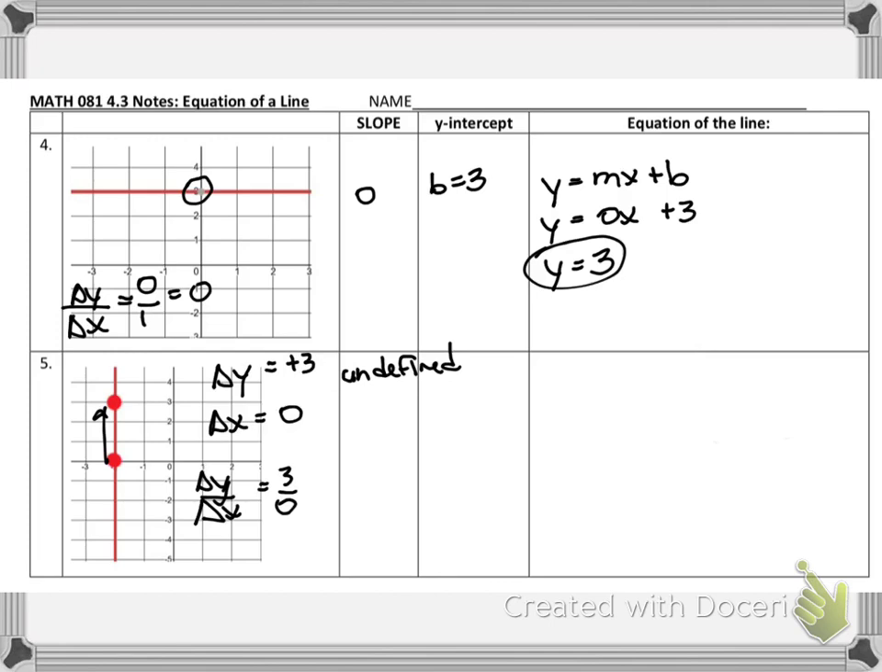Now let's look at the graph. Where is the graph crossing the y-axis? Well, this line is parallel to the y-axis, so it's never going to cross the y-axis. So it has an undefined slope, and it doesn't have a y-intercept. So how on earth are we going to put it into the form y equals mx plus b? And the simple answer is that we can't do that.